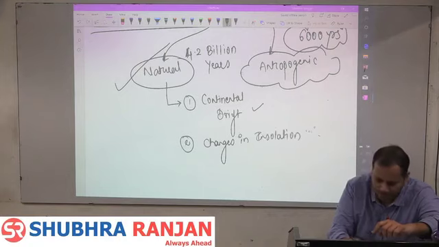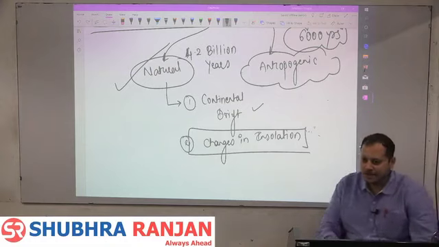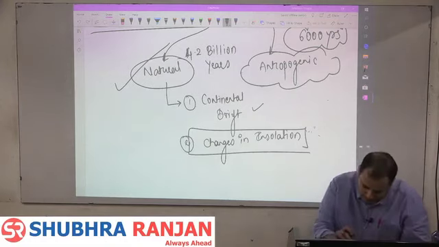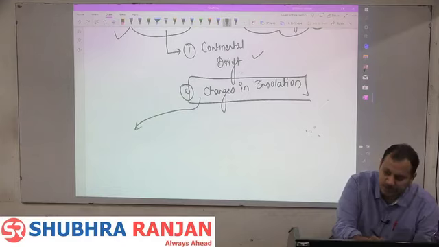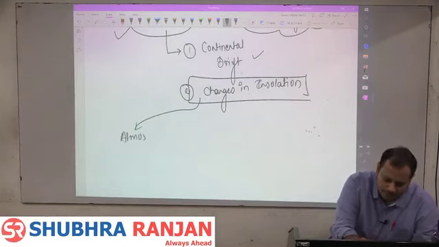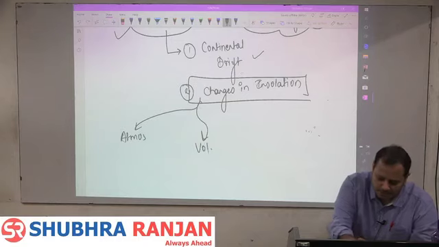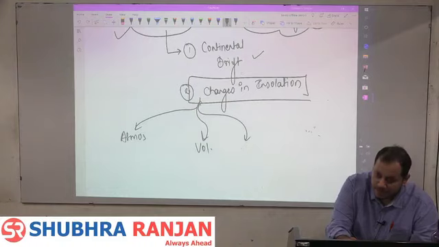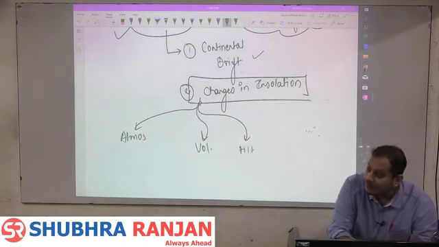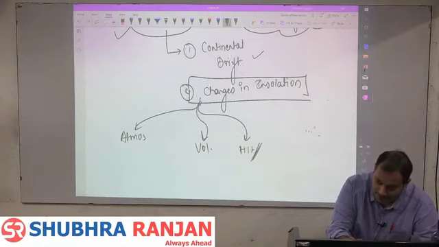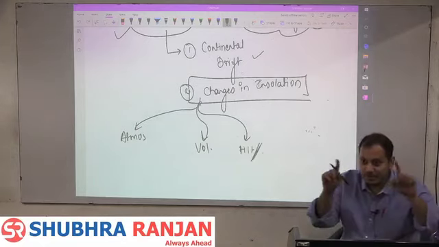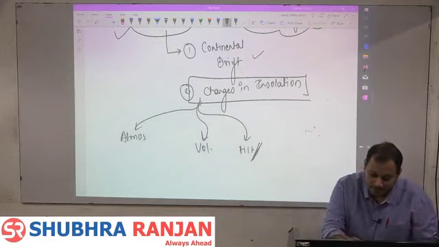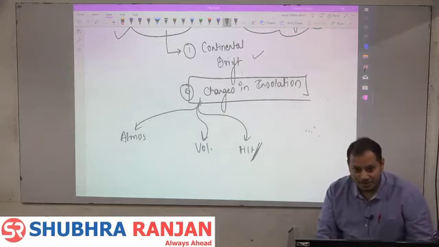Second is changes in insolation. Why will there be changes in the insolation? Changes in the insolation can be because of the change in the atmosphere, or it can be due to volcanic eruptions, or it can be due to the change in the cycle of sunspots, change in the tilt, or how the earth orbits. Elliptical or circular? Sometimes you know that the earth orbit can be circular also.